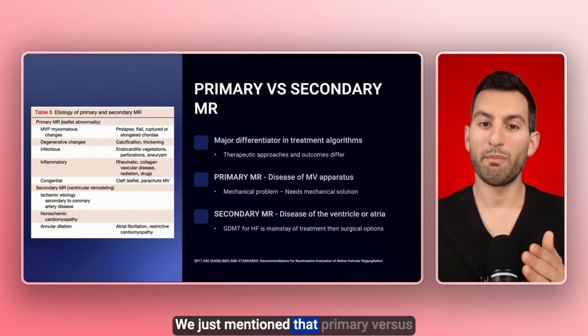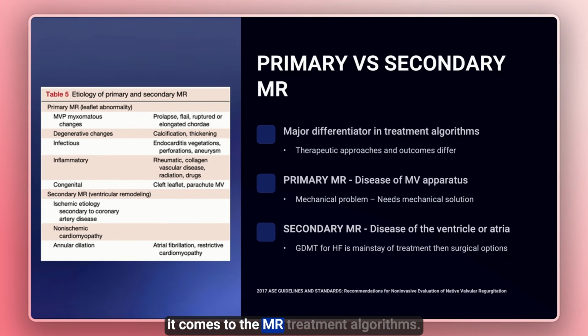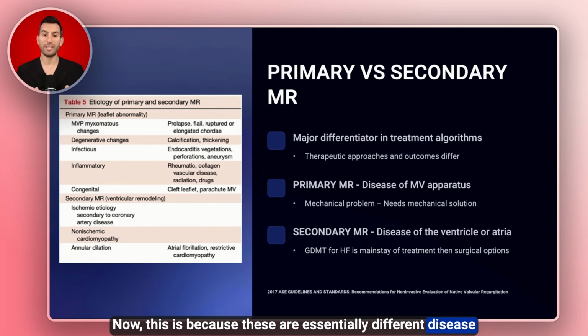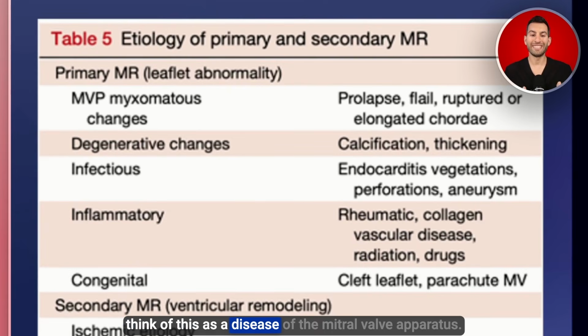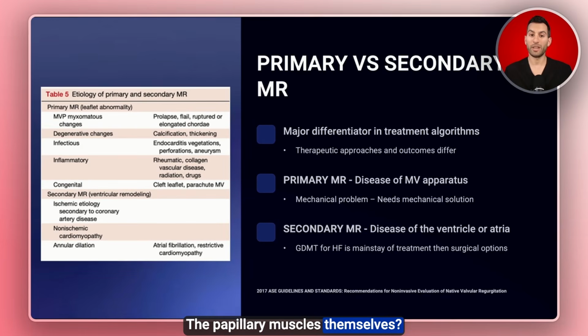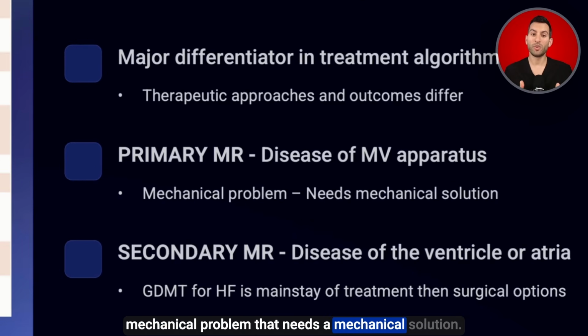We just mentioned that primary versus secondary MR is the first major step when it comes to the MR treatment algorithms. Now, this is because these are essentially different disease pathologies, and the therapeutic options and outcomes differ between these two types of MR. For primary MR, think of this as a disease of the mitral valve apparatus. Is there something wrong with the leaflets, the chordae, the papillary muscles themselves? Whatever involves the mitral valve apparatus is a mechanical problem that needs a mechanical solution.